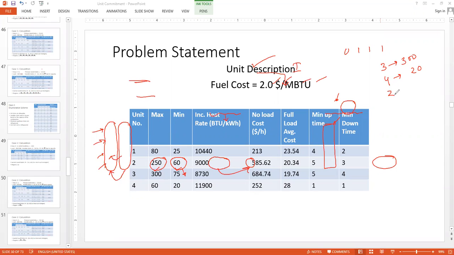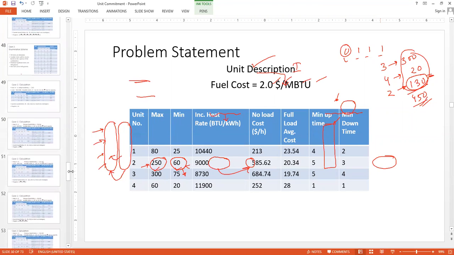So another unit to be run is unit number 2, because the combination is 0, 1, 1, 1. Unit 1 will give 0. The remaining should be taken from unit number 2, which is 130. Combined, they should give 450. Now the question is, is it okay for unit number 2? Let's check. Yeah, it is okay. It is within 250 and 60, within the bounds of unit number 2, that is 130. So that combination is fine, and we can proceed with that.